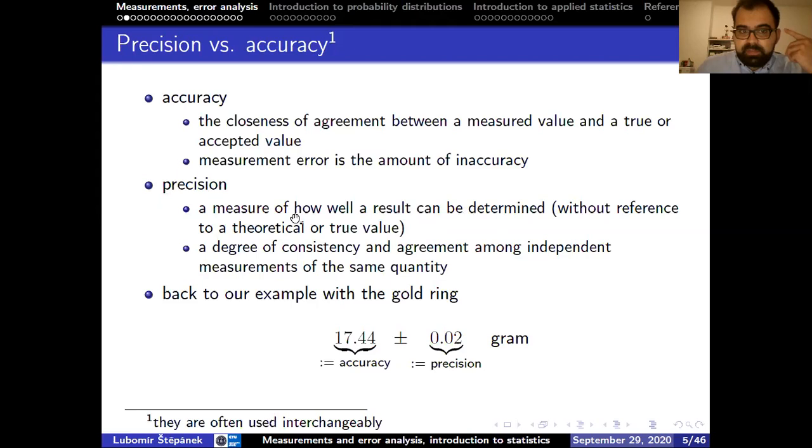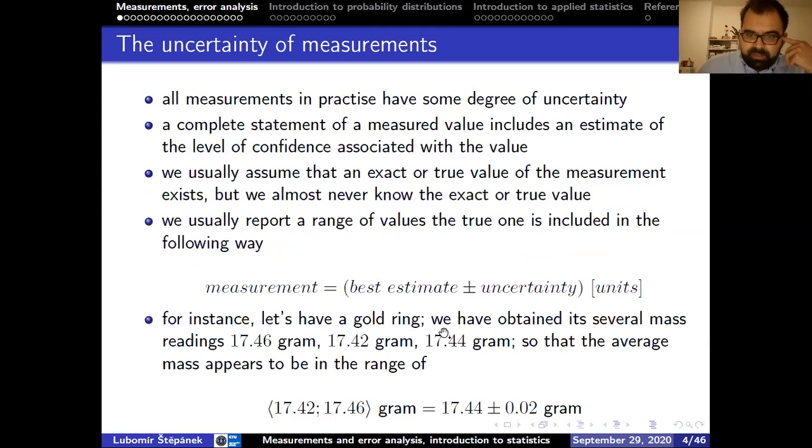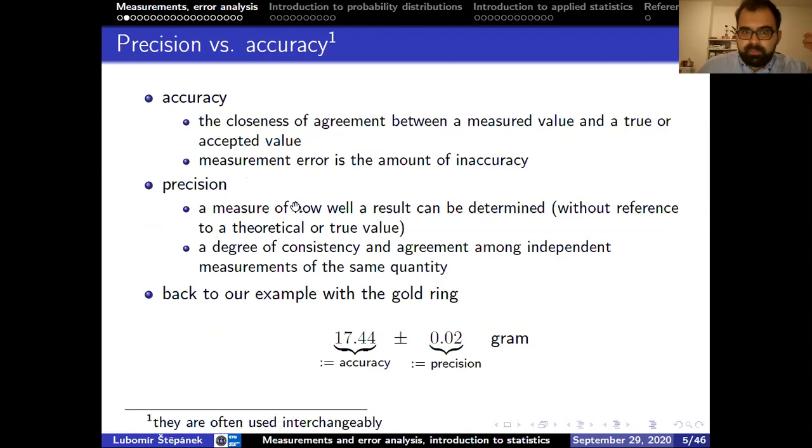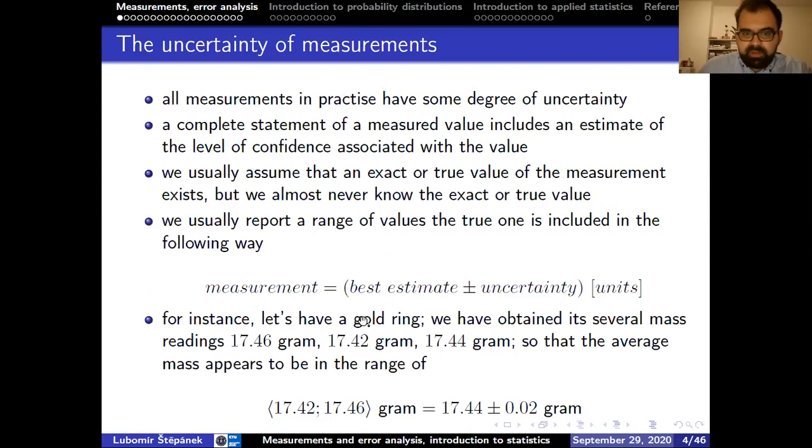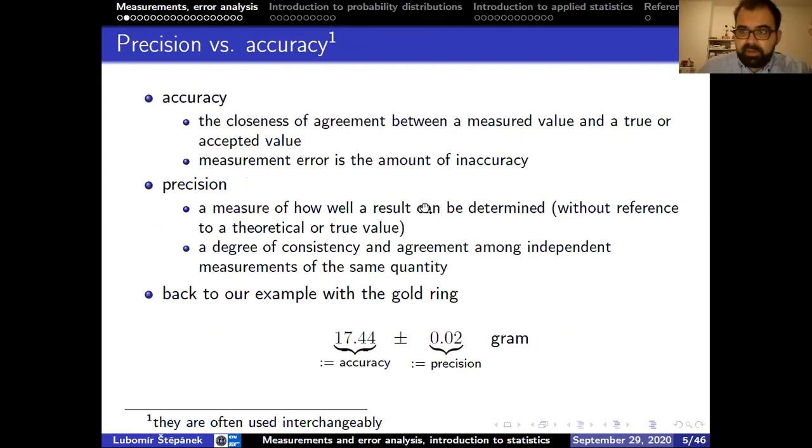It means how well it could be determined. For example, going back to our gold ring, if we have three numbers which are pretty close to each other, because the only difference is on the second decimal digit, it seems that the precision is high. It means that the measured result of our quantity of interest could be determined very well, because we suppose that the true value is somewhere in the middle of these three numbers, and since the numbers are pretty close to each other, the final measurement could be determined very, very well in this case.